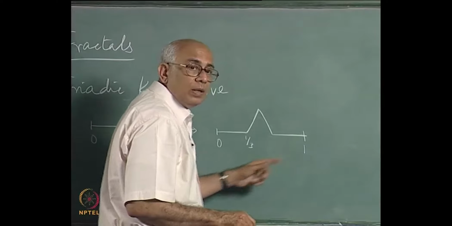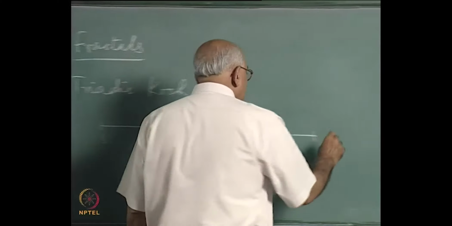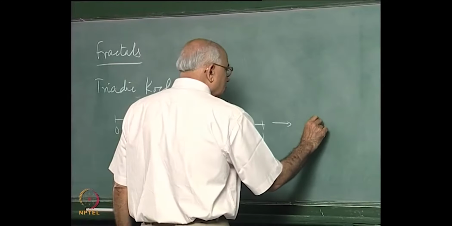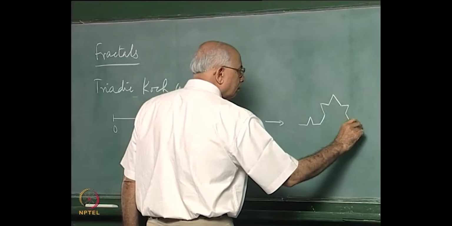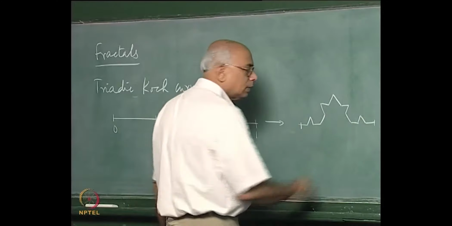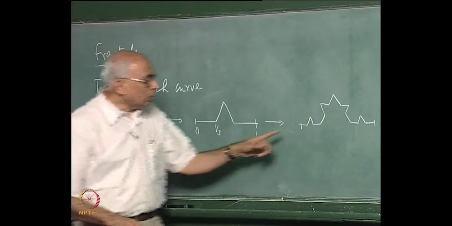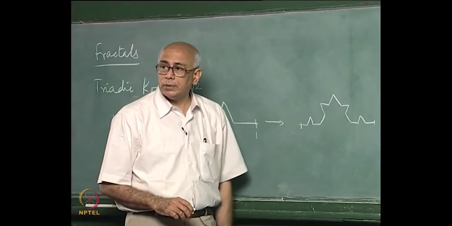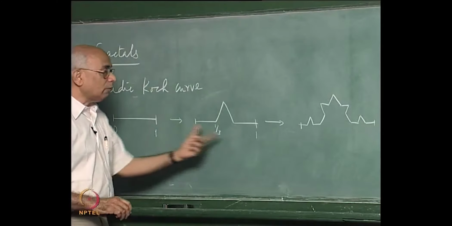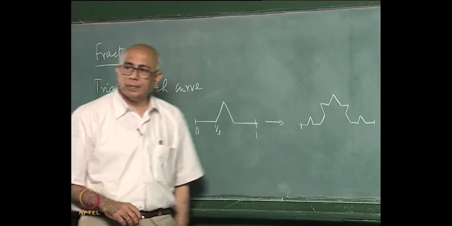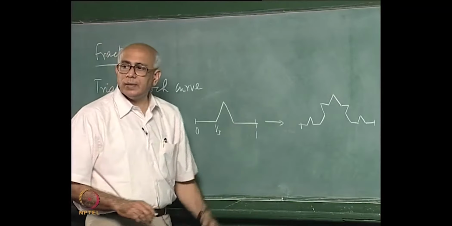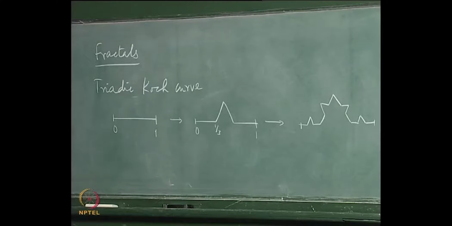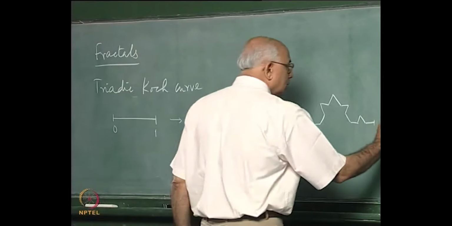Each of these is 1/3 the original length. At the next stage you do it all over again for each of them. Now how many pieces do you have? You have 4 here, 4 here, 4 here and 4 here. So at the first stage you had 1 piece, then you had 4 pieces, and now you have 16 pieces, and each of these is 1/3 of this. So what has happened to the length? Yeah, it has become 4/3 whole squared and so on.